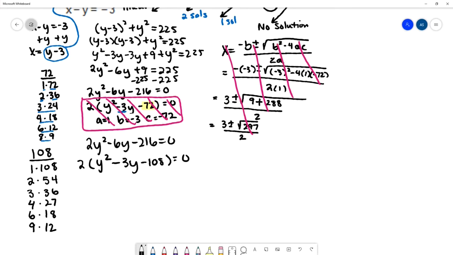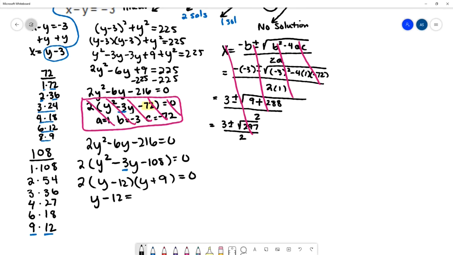9 times 12. And that's the one that I was looking for. 9 times 12 will give me a difference of 3. So now I can factor this. 2 times y. Y times y gives me the y squared. 12 and 9 multiply to be the 108. I need the negative on the 12 and the positive on the 9. So we've got that factor to be 2 times (y minus 12) times (y plus 9) equals 0.